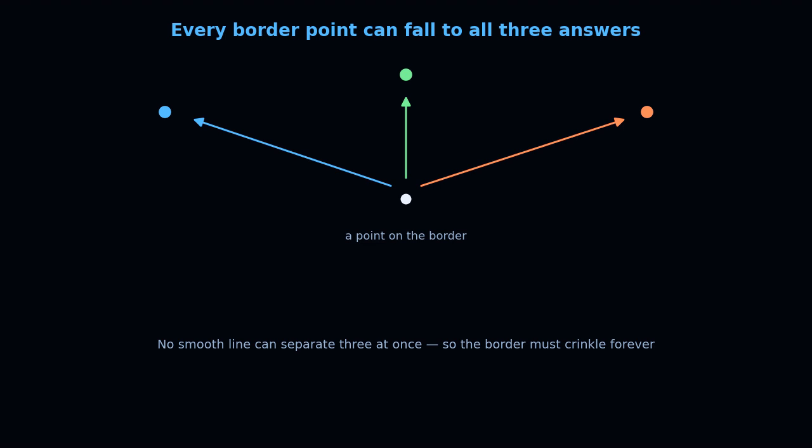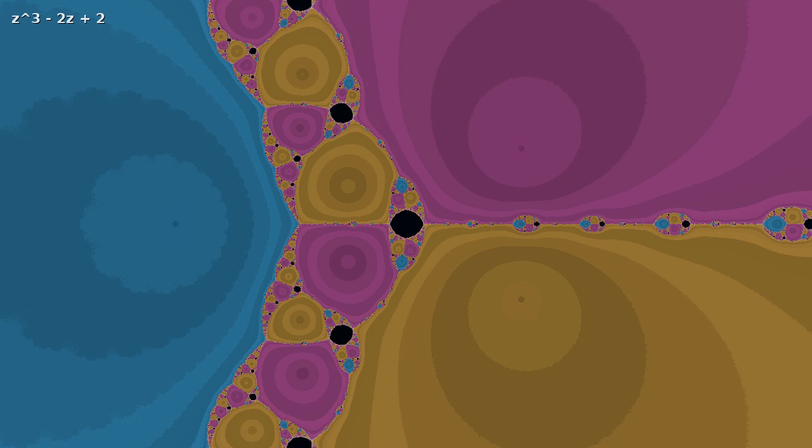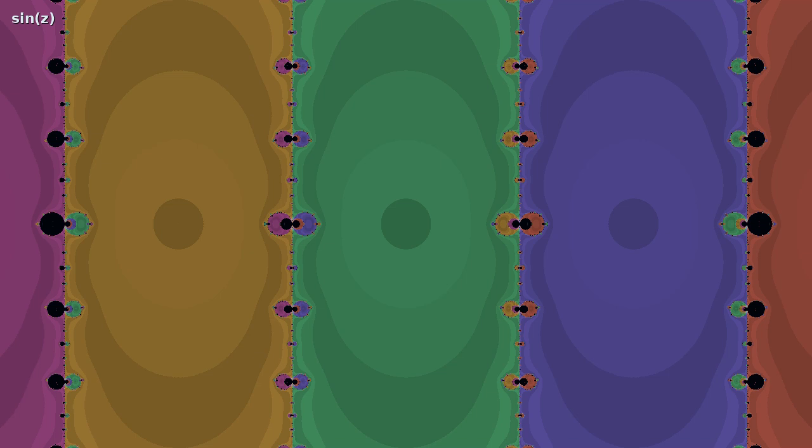without end. And this isn't special to one equation, or even to Newton's method. Many Newton-like root finders do the same, sorting starting points among 3 or more answers, they leave a fractal border. A 4th-degree equation, a 5th, even sine with endlessly many answers, each one fractal, each with its own pattern. So a different equation or method just changes the shape, not the fractalness? 3 or more answers, chased by a Newton-style rule, and a fractal border is the typical result.